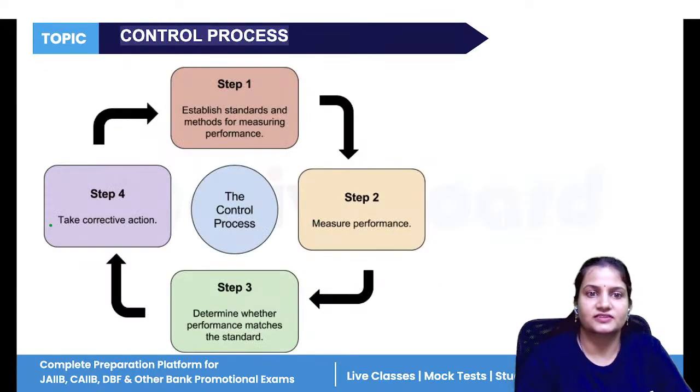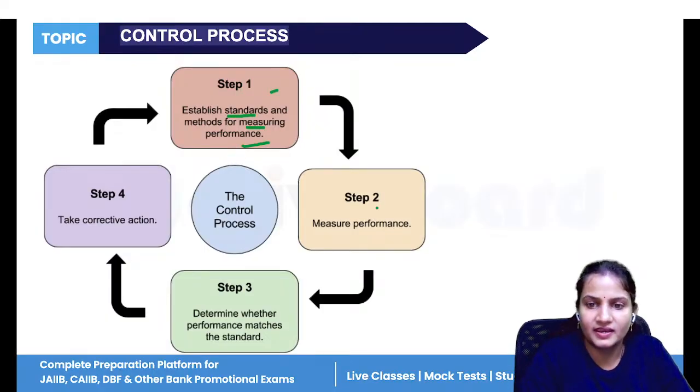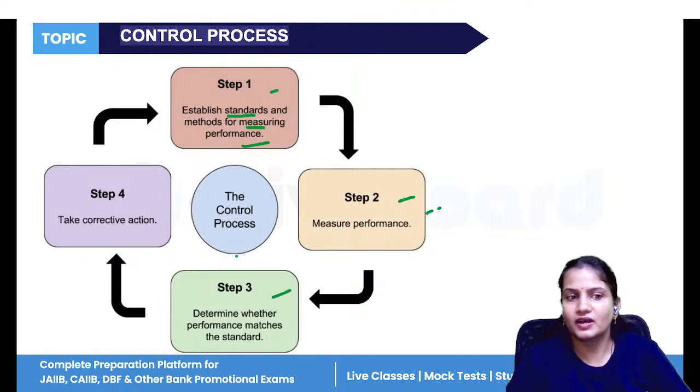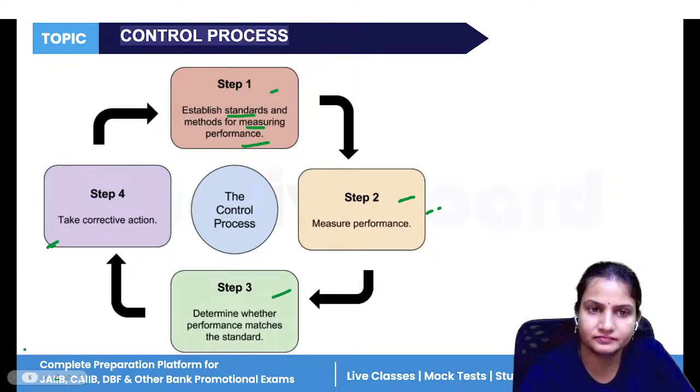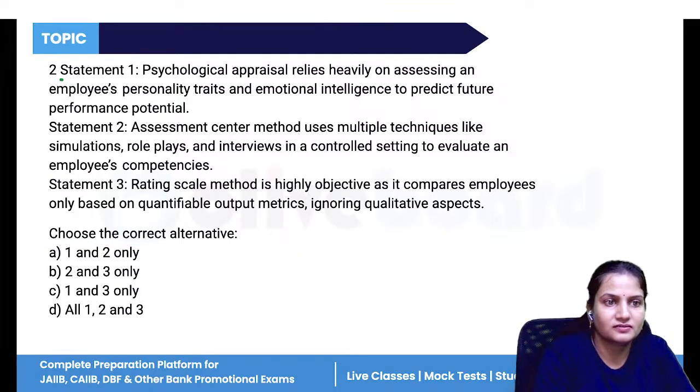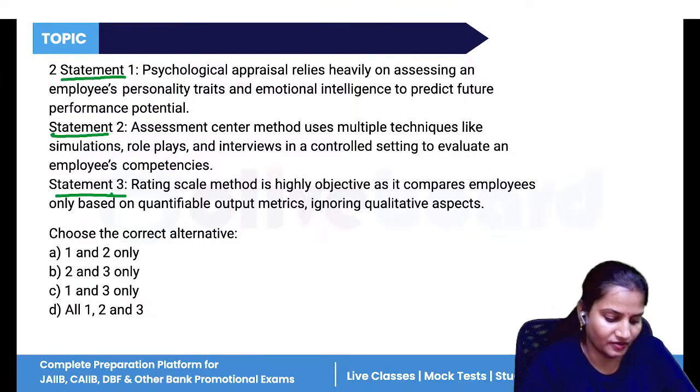This is the step: establishing standards and measuring performance. Two steps are given in the first step. Then second, you will measure the performance. Third, you will compare the actual performance with the set standards. And after measuring, if there is any deviation, then you will take the corrective actions for that. Now, second question, three statements are given to you, one, two, and three.